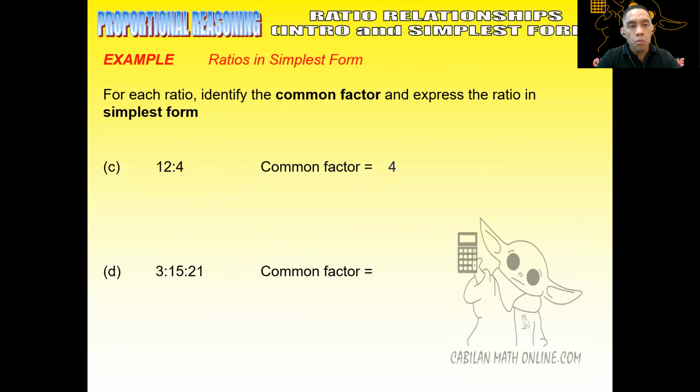Okay, so in this case here, we're going to take 12, divide this by 4, that's going to give me 3, and we're going to take 4 here, divide this by 4, and that gives me 1. So 12 to 4 in simplest form is going to be 3 to 1.